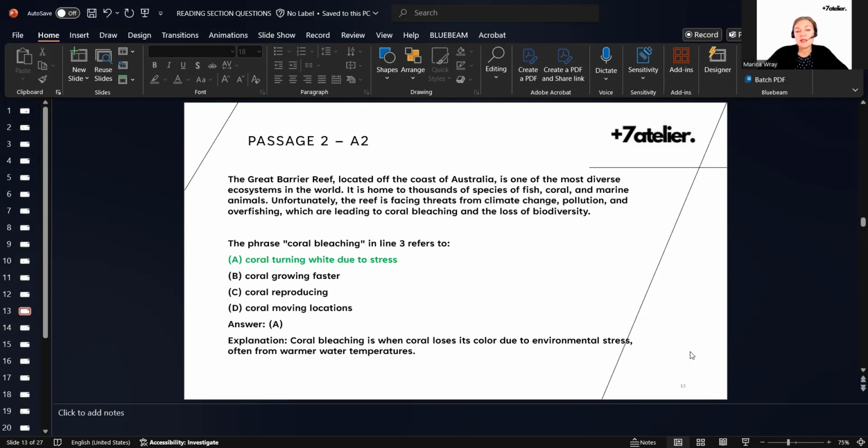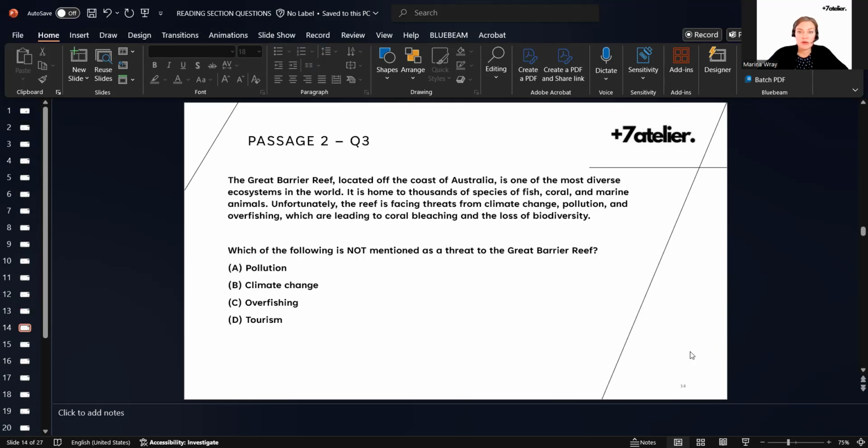The correct answer is A. Coral turning white due to stress. And we see here that coral bleaching is when coral loses its color due to environmental stress, often from warmer water temperatures.